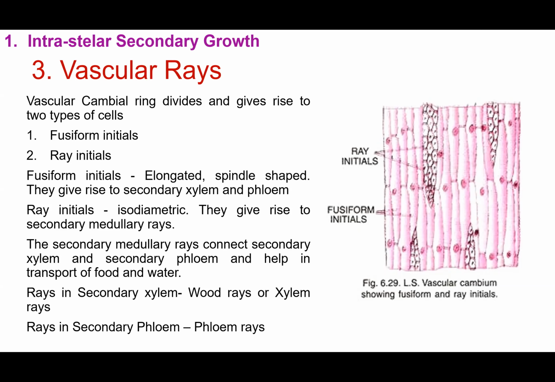So the secondary medullary rays which are present in the secondary xylem are known as wood rays or xylem rays. And the rays which are present in secondary phloem are known as phloem rays. So in this way we have two types of cells coming out from your vascular cambium, that is fusiform initials and ray initials. Fusiform initials give rise to secondary xylem and secondary phloem. Ray initials give rise to secondary medullary rays.